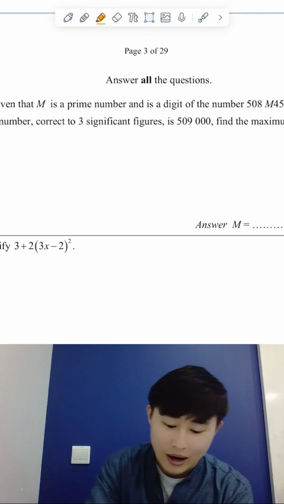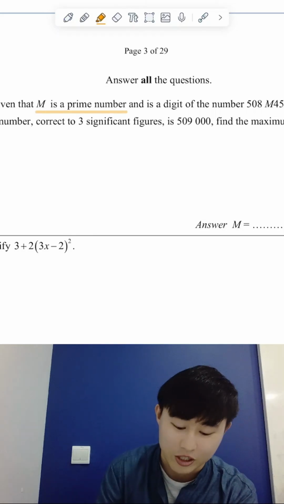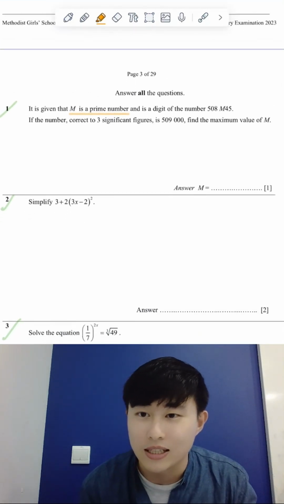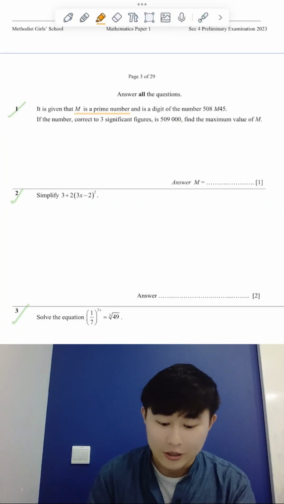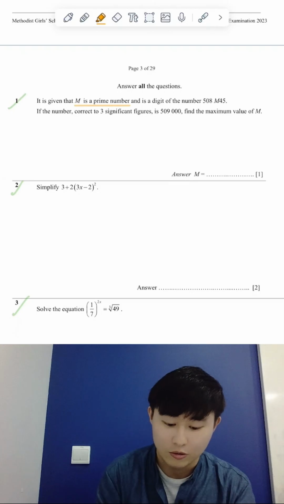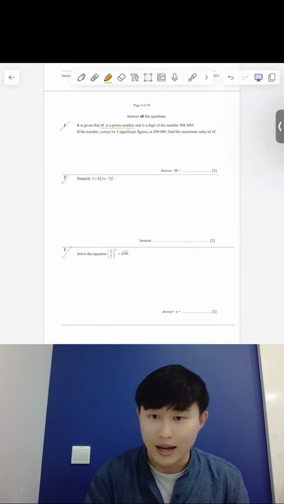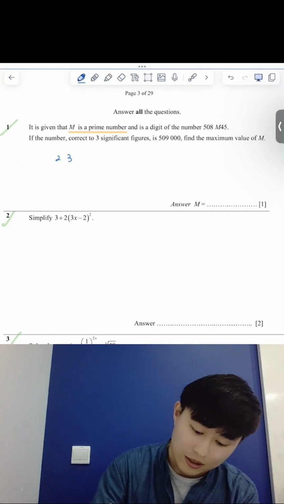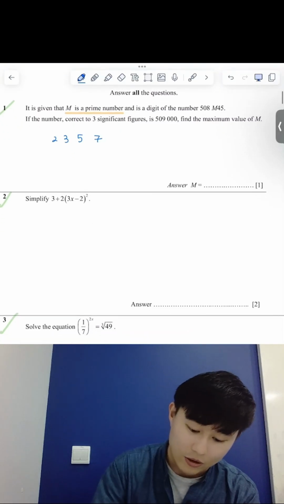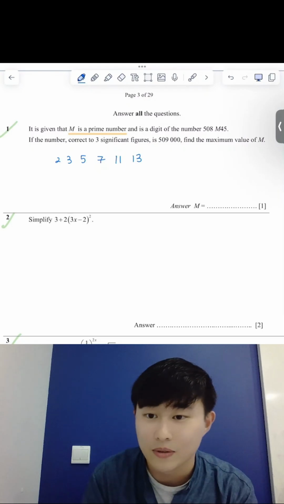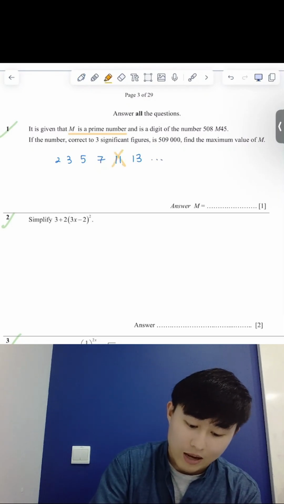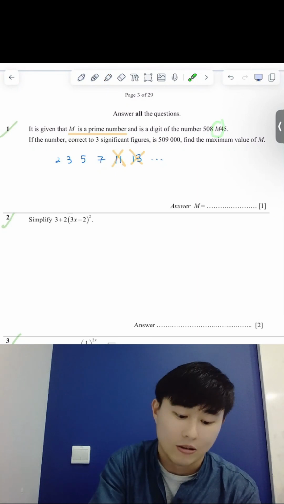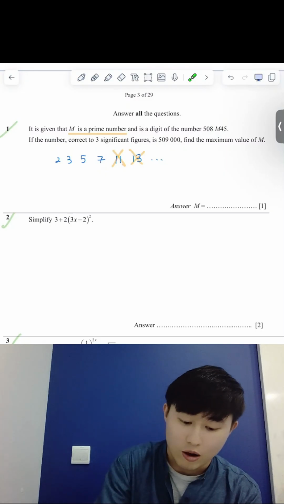It says that M is a prime number. Even before I tell you the answer, I realized that my screen is not very zoomed out. Sorry. Even before I start this question, I want to focus on the fact that this is a prime number. A prime number is a number like 2, 3, 5, 7, and the next prime numbers will be 11 and 13. But why don't I really care about 11 and 13? This number here is just a one-digit number, so I cannot have a two-digit number. So these two options are out already.